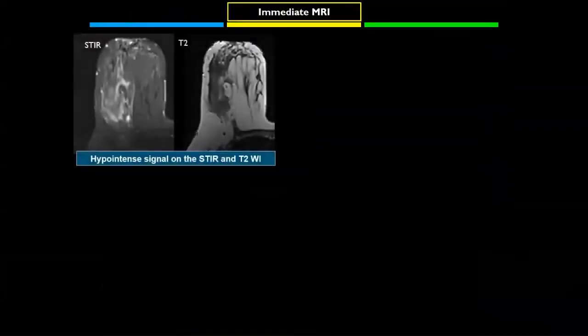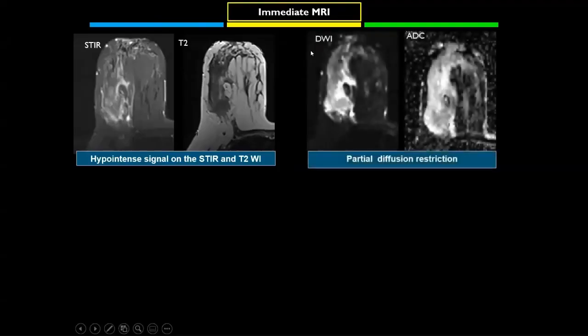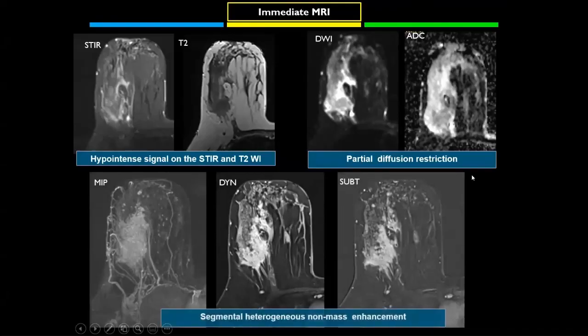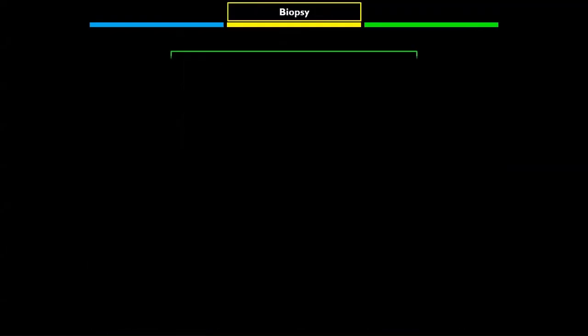She was immediately sent for an MRI examination because it was thought that she had a malignant mass lesion. The MRI showed a segmental area which showed a hypointense signal on both the STIR and the T2 weighted image. And this was a diffusion weighted imaging, which showed partial diffusion restriction. When we injected the contrast, there was clumped segmental non-mass enhancement along the same area.